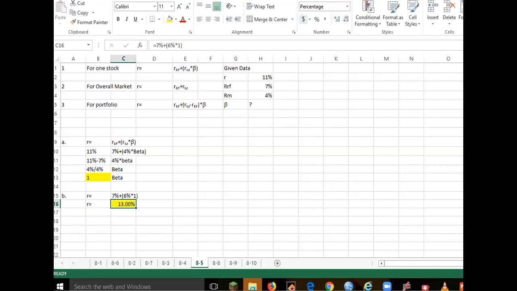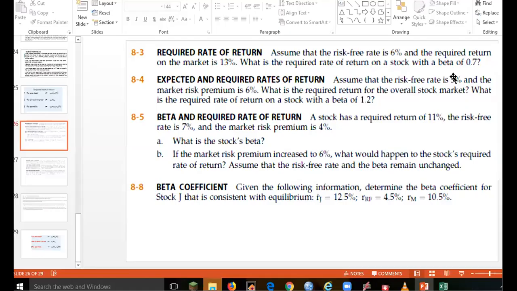The next problem is 8-8. We have already calculated problems 8-6 and 8-7. We have done them in the last class. So 8-8 is our next target. Given the following information, determine the beta coefficient. So beta is required for stock J that is consistent with equilibrium.